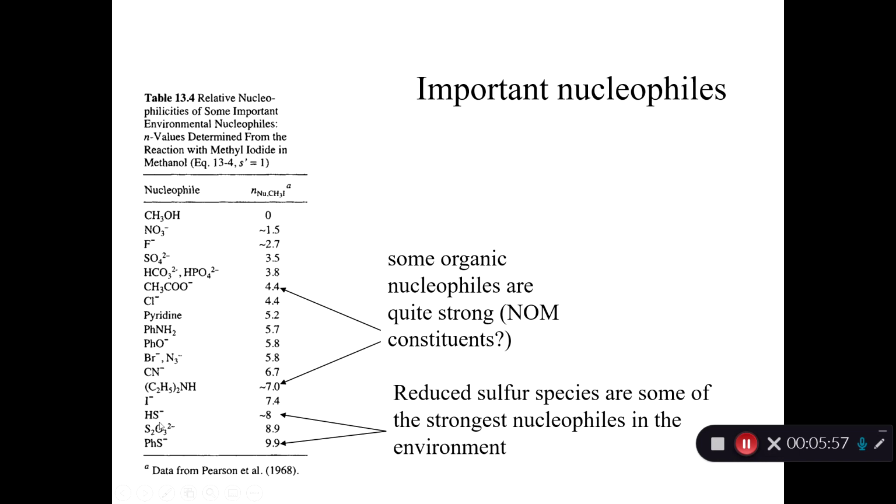So these are incredibly powerful nucleophiles, and you're going to find those in reducing environments like marshes, saltwater marshes, where you get anaerobic conditions. You're also going to find them in places like sewers. That's why sewers smell bad, because of all those reduced sulfur species. And they can be very, very strong nucleophiles and can cause all kinds of interesting chemical reactions with chemicals, pesticides, herbicides, all kinds of anthropogenic chemicals.